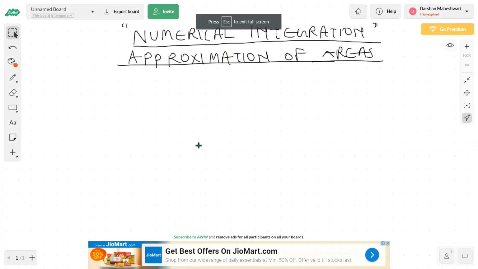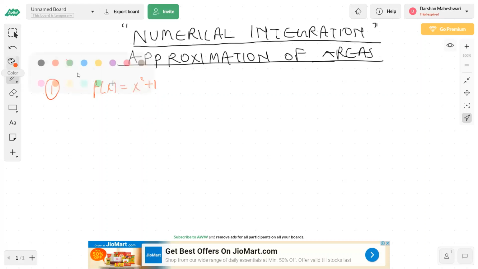Hello everyone. In this session, we'll talk about numerical integration, which is actually the approximation of areas using some different numerical integration techniques. So let's right away start with a simple example. Let's suppose we are given a function f(x) = x² + 1. We know that this is a parabola since it is an x² and the leading coefficient is positive. So this is a parabola which is opening upward. Let's just draw a rough sketch of this parabola.